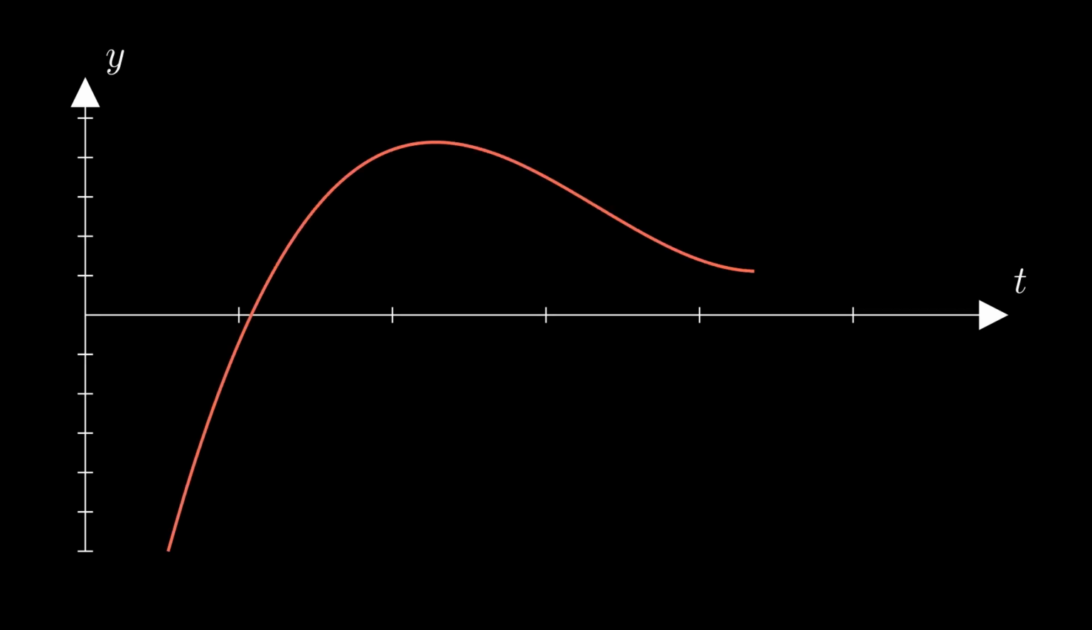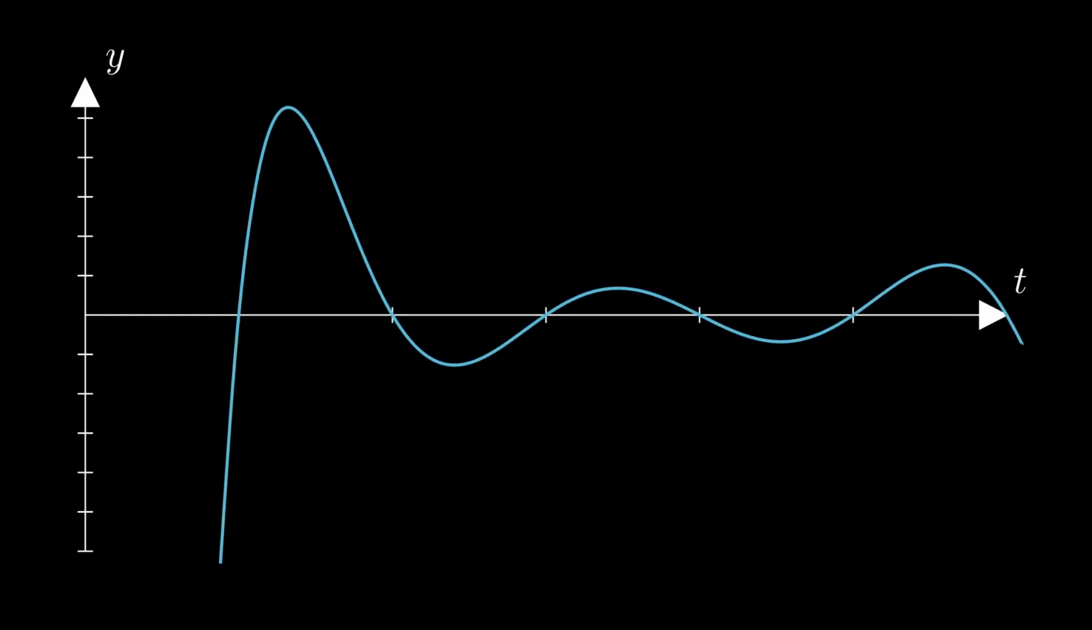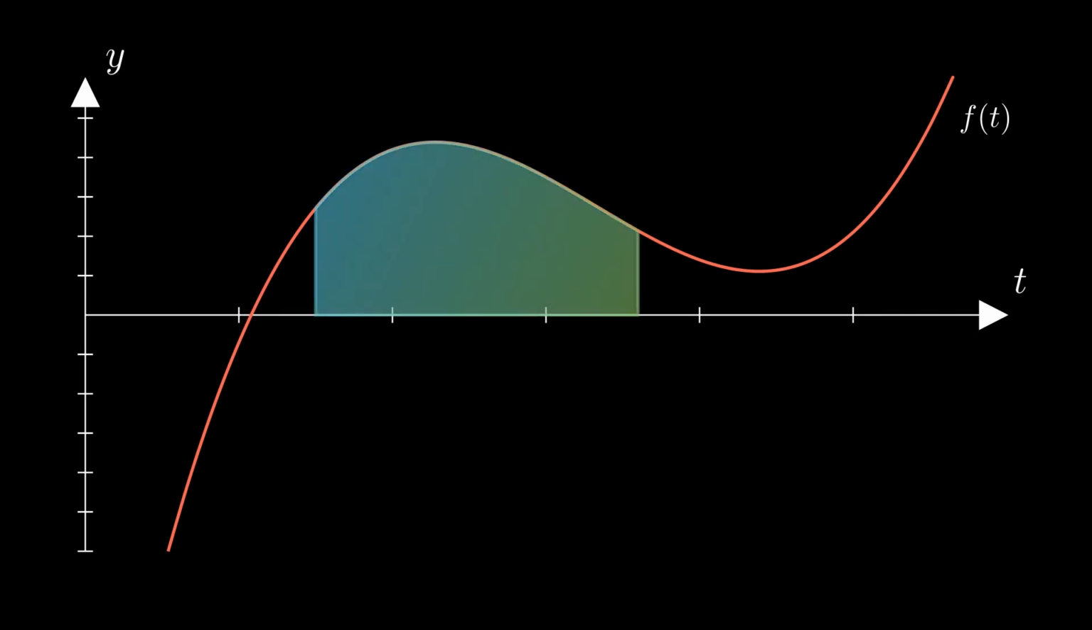Consider a general function f of t. It could be any function, like this one, or this one, but we will consider this one as an example. Suppose we want to find the area under this function from t equals a to t equals b. How would we do this?